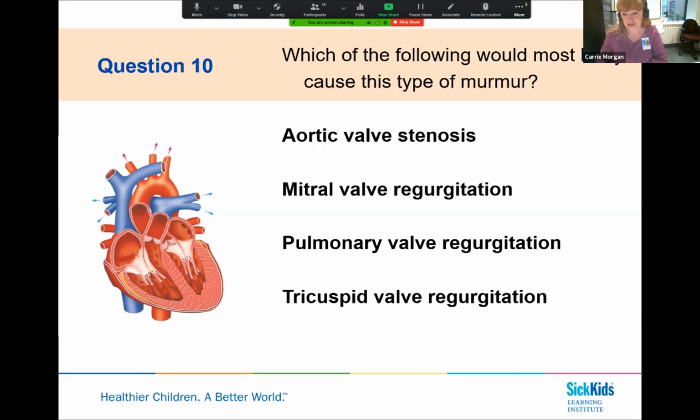Pulmonary valve regurgitation is the correct answer. So the next one, mitral valve regurgitation.